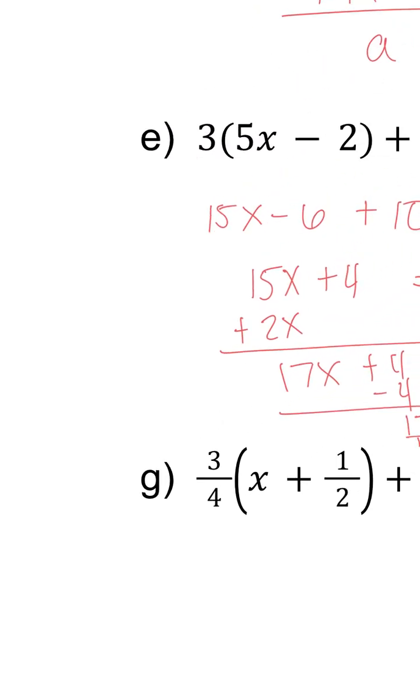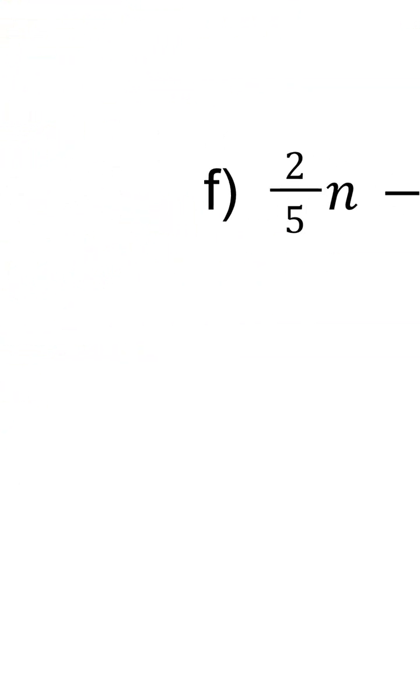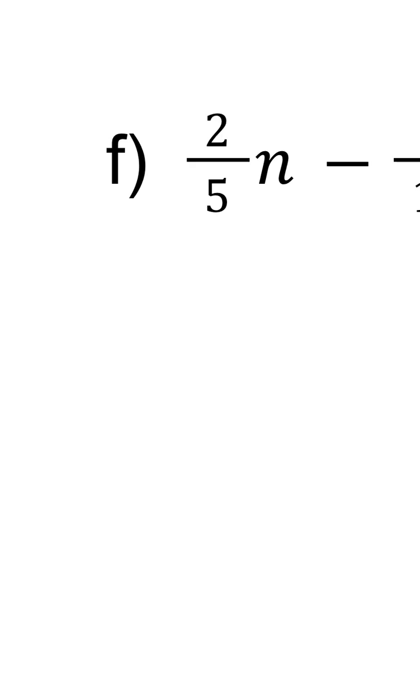All right, and let's see. I think we have time for one more. Let's go and do F, because this one is probably one of the harder ones. Okay, so we have 2 over 5n minus 1 over 12 equals 3 over 5n minus 3 over 4. So we have a lot of fractions here. So let's get rid of those fractions. So we need to find something that we can multiply to get rid of these fractions. What would be good to do that?